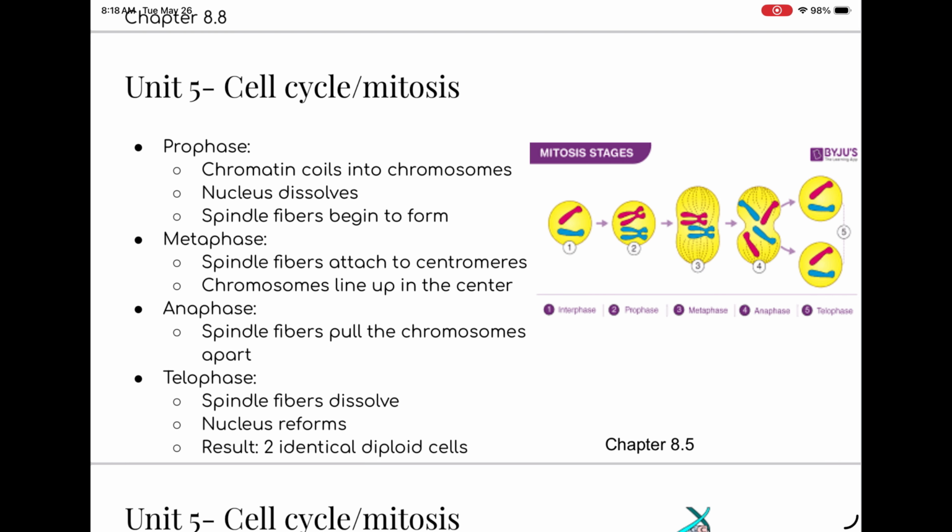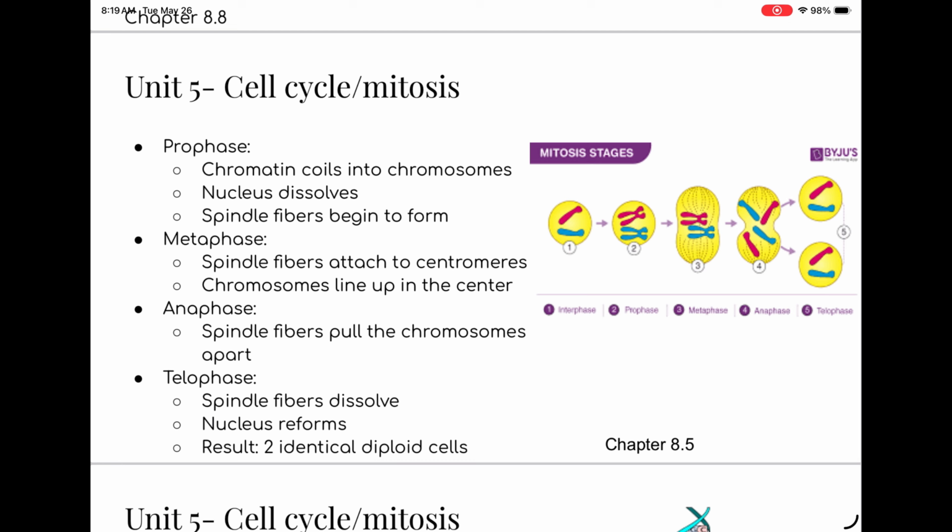And then in metaphase, spindle fibers are attached to the centromeres, which are on opposite sides of the cell, and the chromosomes line up in the center. So M for middle, the M of metaphase could stand for middle, so it means all the chromosomes line up in the middle of the cell, connecting to the spindle fibers.